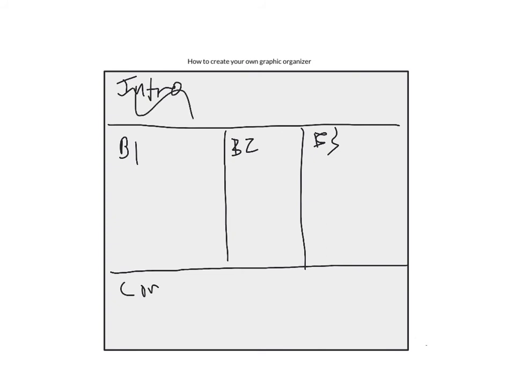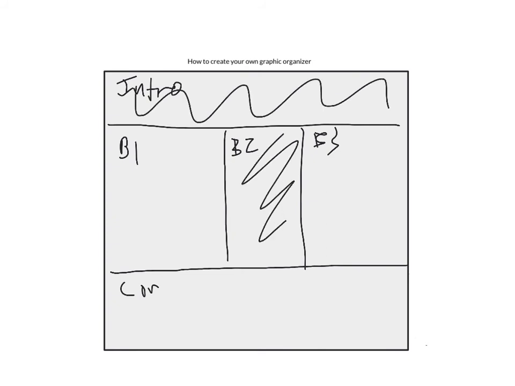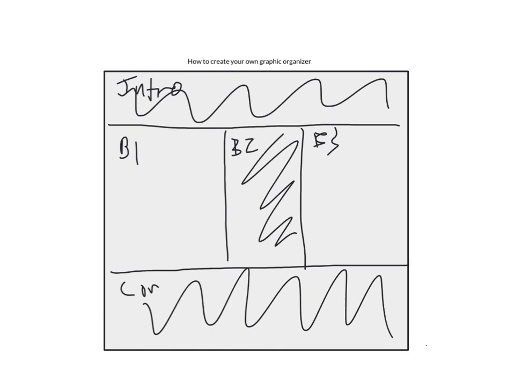So if you think of that as being a big I on a piece of paper, real quick and easy to draw, now you have your 5-paragraph graphic organizer.